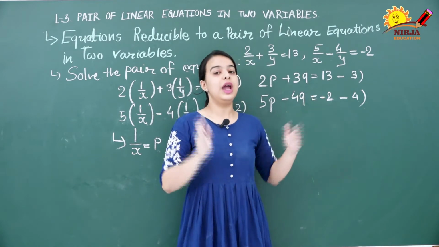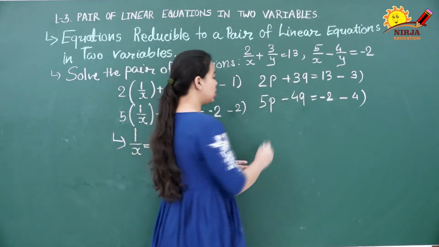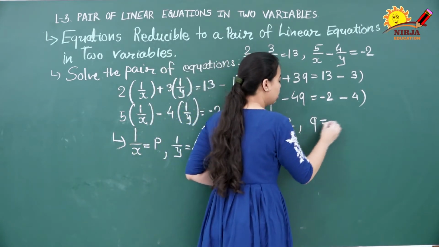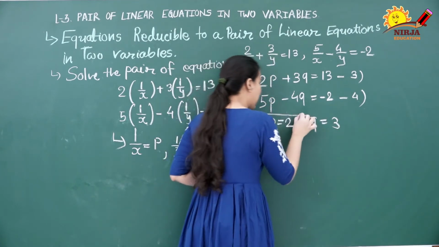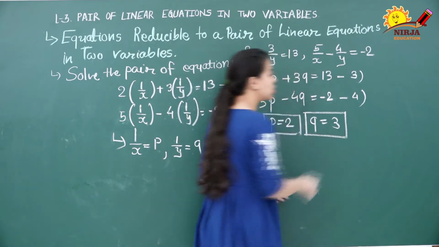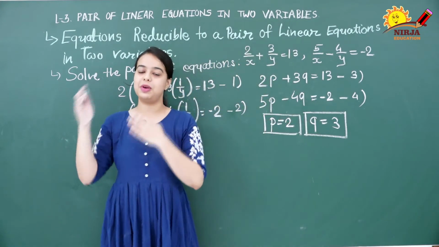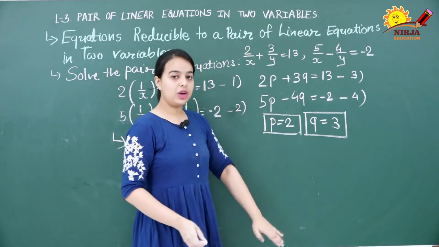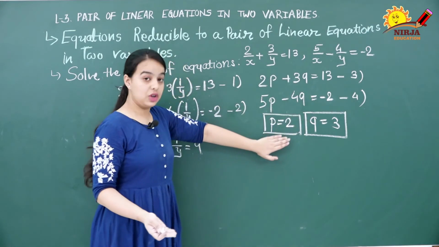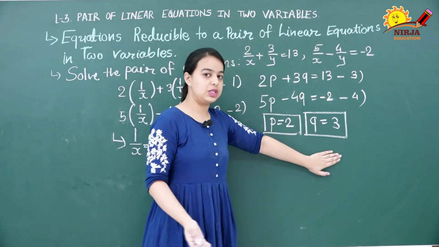If we solve, you are going to get the value of p is equal to 2 and the value of q is equal to 3. I am writing the direct solution over here because I have already discussed how to solve a pair of linear equations in my previous parts. If you solve this by applying any method, you are going to get p is equal to 2 and q is equal to 3.